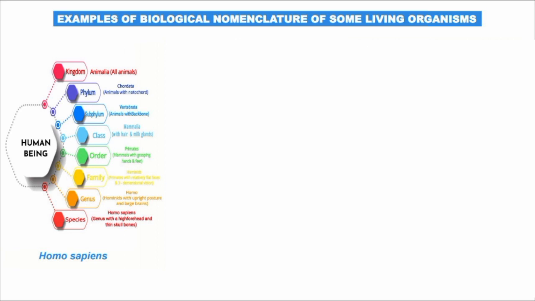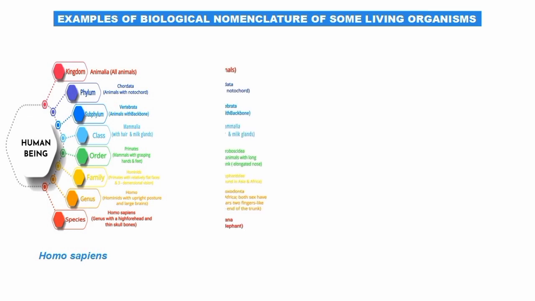So as you can see here, this is how it is growing, increasing or decreasing from kingdom to phylum, and sometimes there is subphylum or superphylum, and class, order, family, genus. This is human being. As you can see here, I make it in italic. That is Homo sapiens. So we are going to talk about the next one.